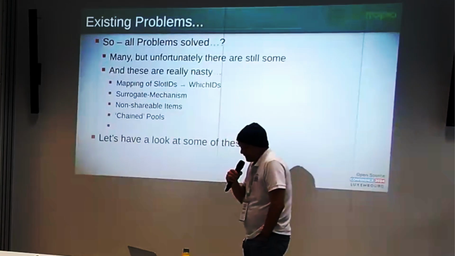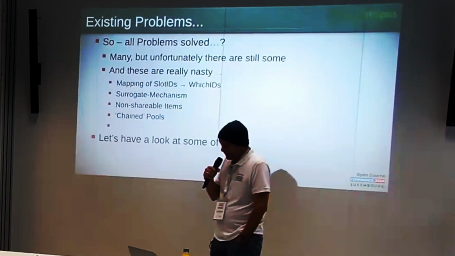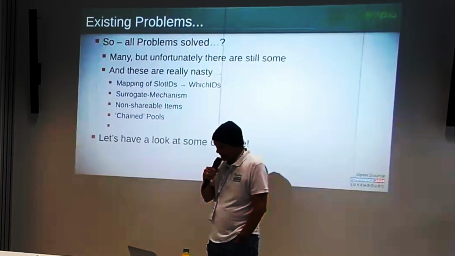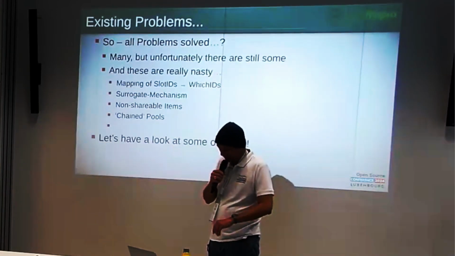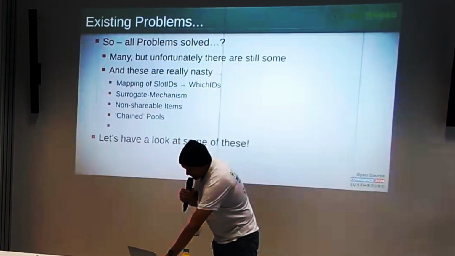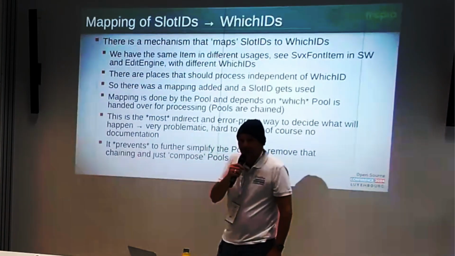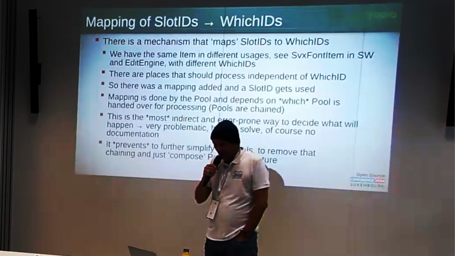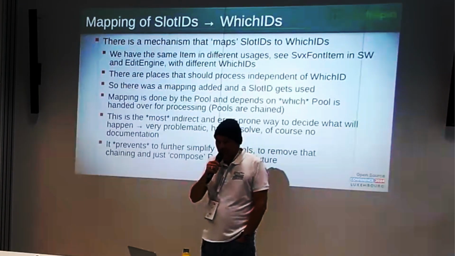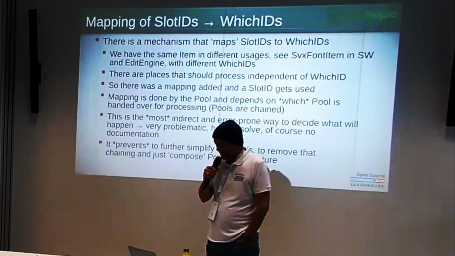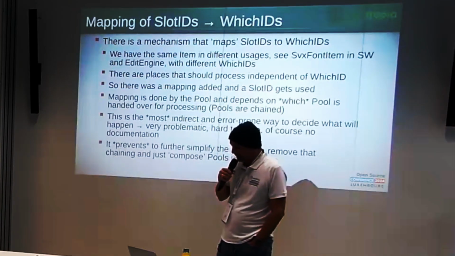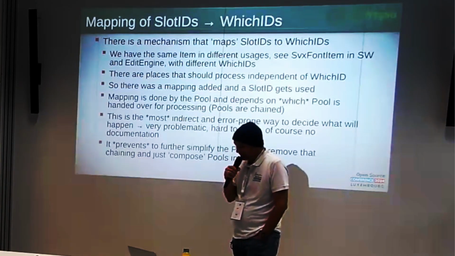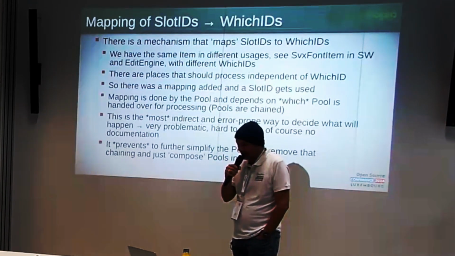So, there are still existing problems. All problems solved? No. Many, but unfortunately, some really nasty ones are still existing. So let's have a look. I'm not sure how much time we have, and this is very technical now. One of the craziest things we have is the mapping of slot IDs to which IDs. It's hard to understand, but we have the same item in different usages, for example, a font item in Writer and Edit Engine.